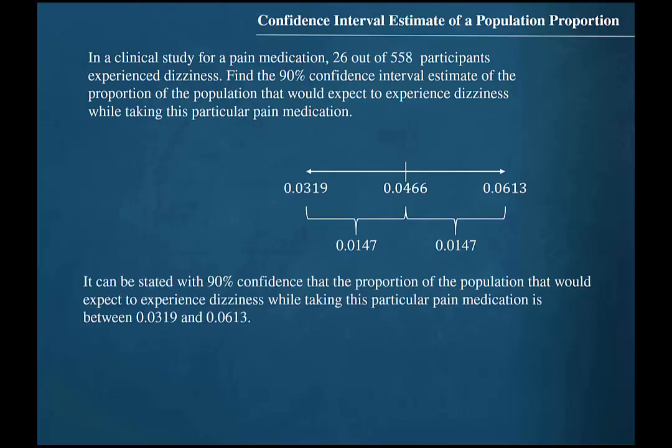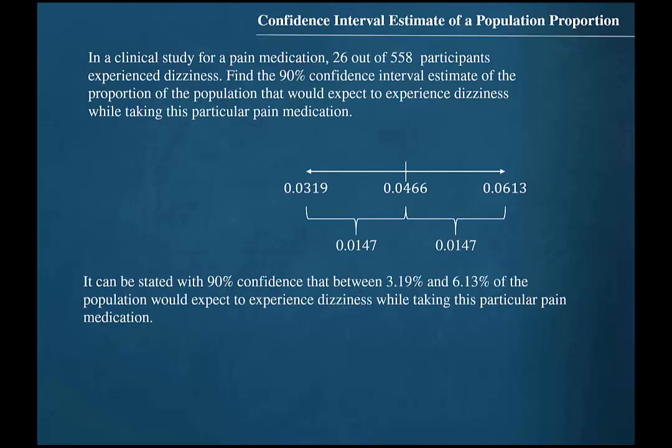This interval is interpreted in the following way. It can be stated with 90% confidence that the proportion of the population that would expect to experience dizziness while taking this particular pain medication is between 0.0319 and 0.0613. We can also interpret this interval in a percentage format. It can be stated with 90% confidence that between 3.19% and 6.13% of the population would expect to experience dizziness while taking this particular pain medication.